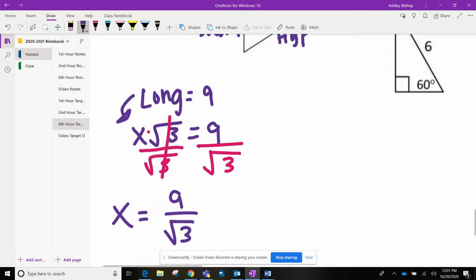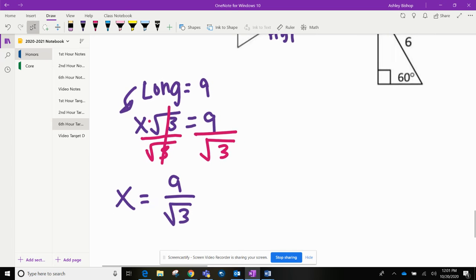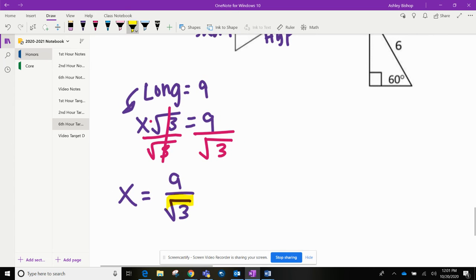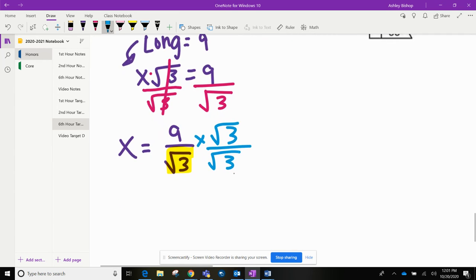And yes, you do have x by itself, but I taught you yesterday that you are not allowed to have a square root in the denominator. You are not allowed to have a square root in the bottom of your fraction. So you need to rationalize the denominator, and you do that by multiplying both sides of the fraction by the square root of the number that's in the bottom. So you're going to multiply both sides of your fraction by the issue. The issue is that square root of 3. And then clean that up.